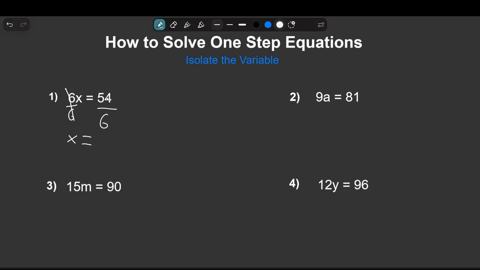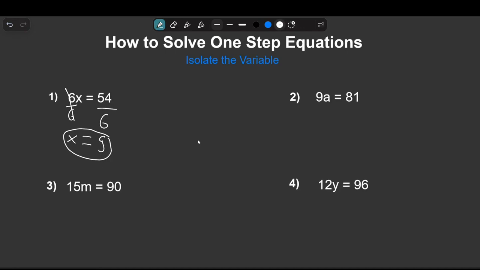Now our final answer will be 54 divided by 6. 54 divided by 6 equals 9. So our variable x has a value of 9. Now, we have our final answer.